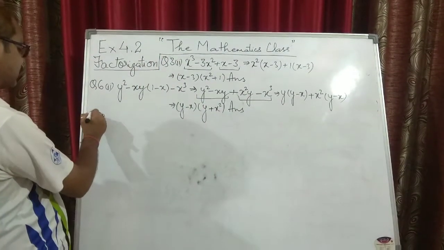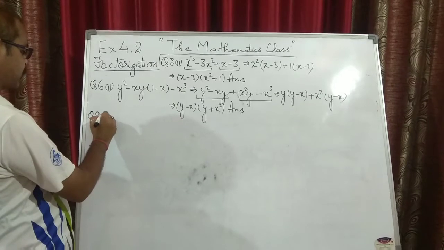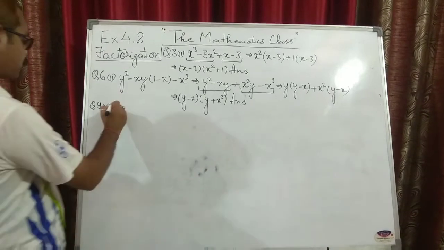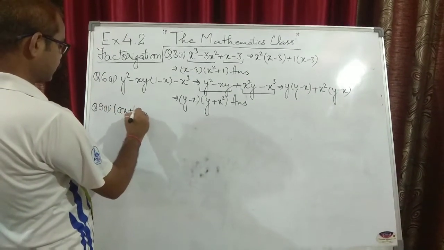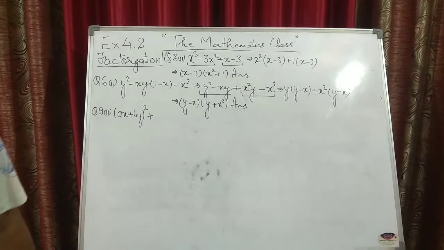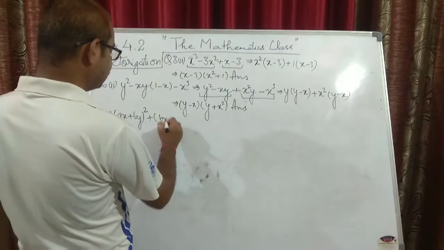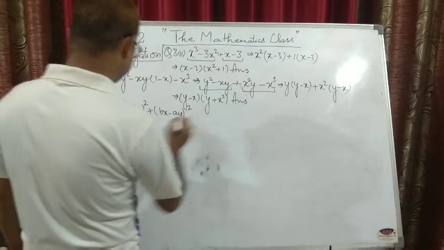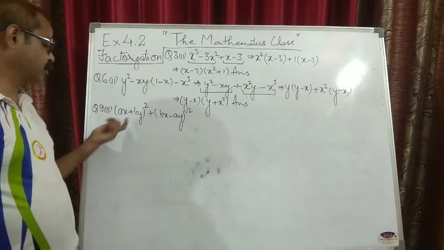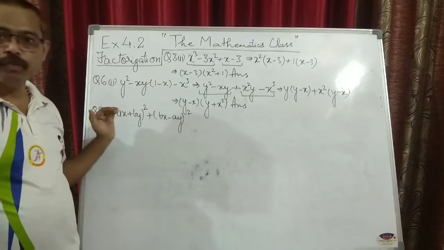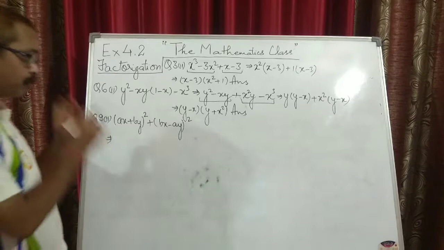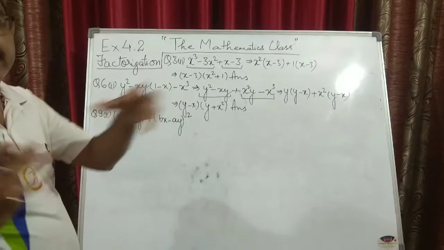Now question number 9, second part. Let's see. Ax plus by whole square plus bx minus ay whole square. Now we need to solve them. When you have studied about a plus b whole square and a minus b whole square, so we will open these, because in these two you can't find anything common except 1. So obviously we have to open it to find something common to make pairs.